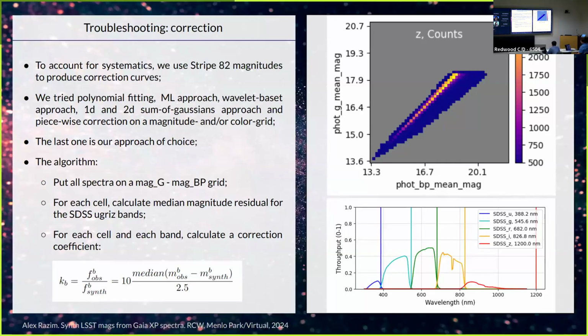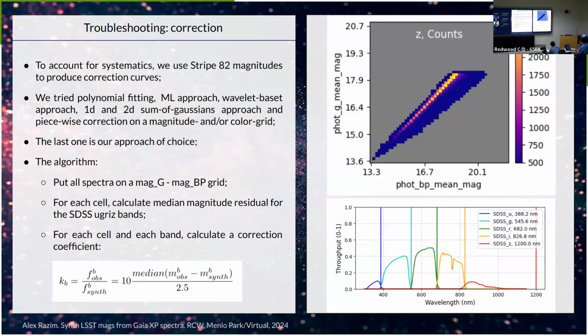Then for each of these grids and for each band, so all grids for SDSS, we calculate the median magnitude residual between observed and synthetic spectra. And this median magnitude residual can be turned into a correction coefficient for the fluxes. And then for all the spectra that fall within this cell, we multiply the part of the spectra that corresponds to a given wavelength of the given band by this correction coefficient.